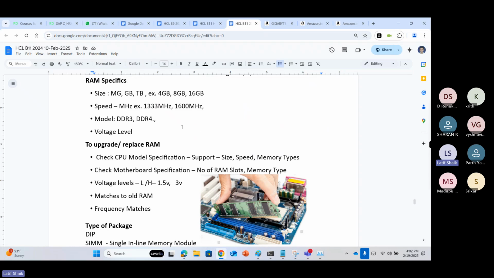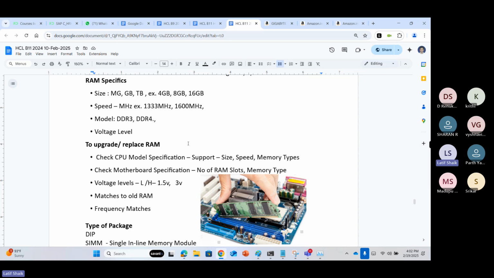Okay. So RAM specifications are size, speed, which means clock speed measured in megahertz, and model: DDR3, DDR4, DDR5, mainly DDR4 or DDR5 right now. Okay, and the operating voltage level is also there.